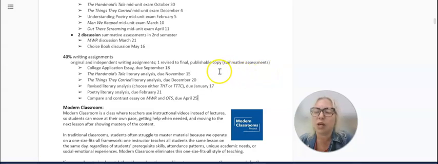Okay, so these are all of the writing assignments. We're actually starting the year with a summative assessment that is a writing assignment. That's a college application essay. You've got a literary analysis for both The Handmaid's Tale and The Things They Carried. And then you're going to revise one of those two into a final draft.